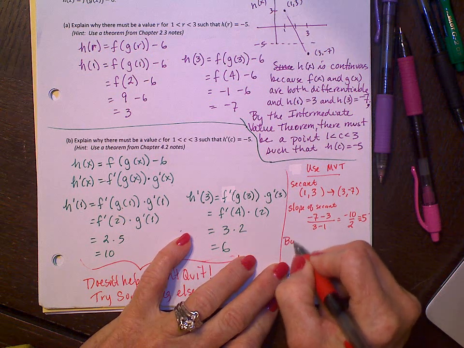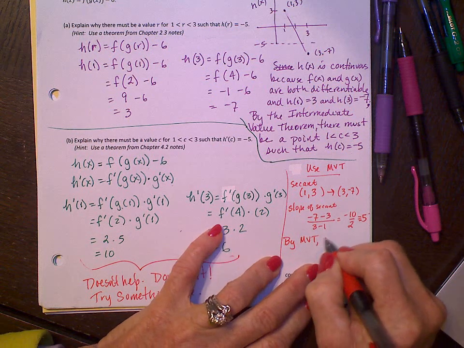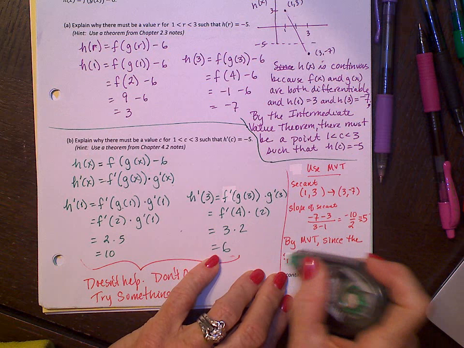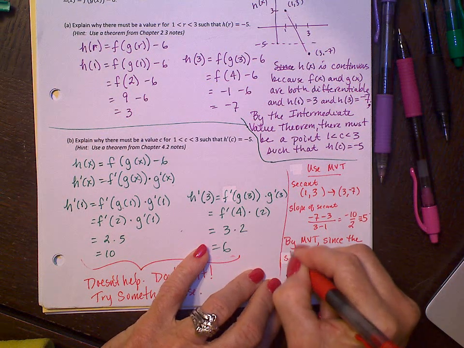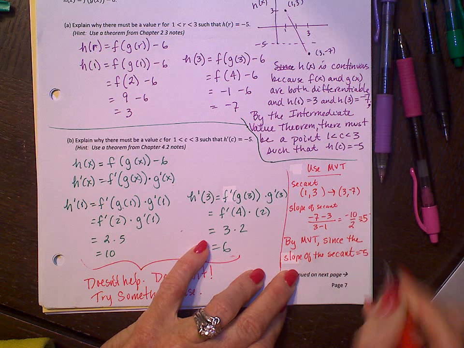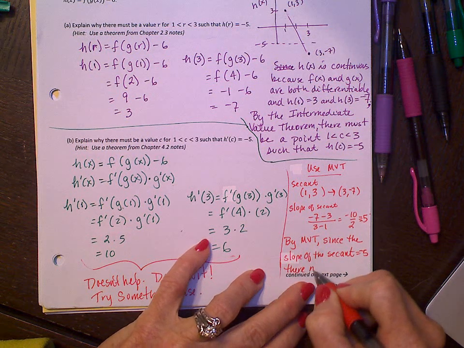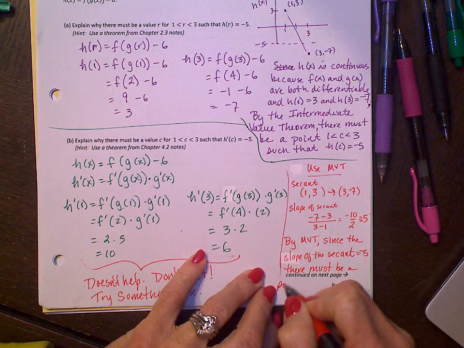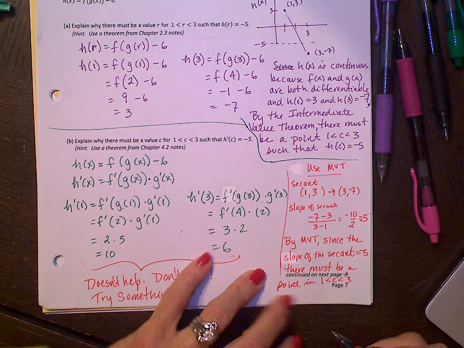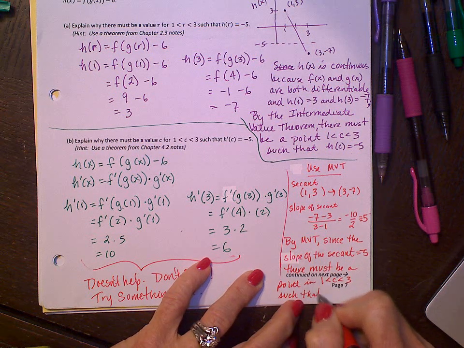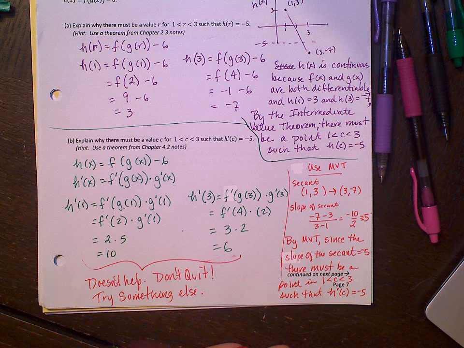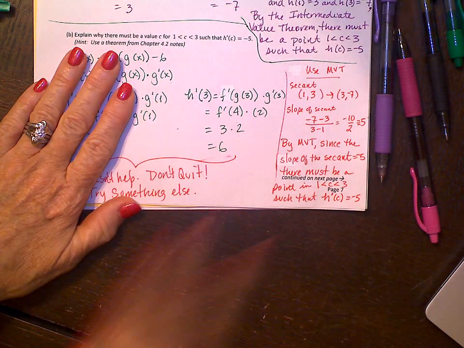Okay, so we can say by the mean value theorem, since the slope of the secant equals -5, there must be a point C between 1 and 3, such that h prime of C equals -5. The slope equals -5. Oh, you can't see it. I'm so sorry. There we go.